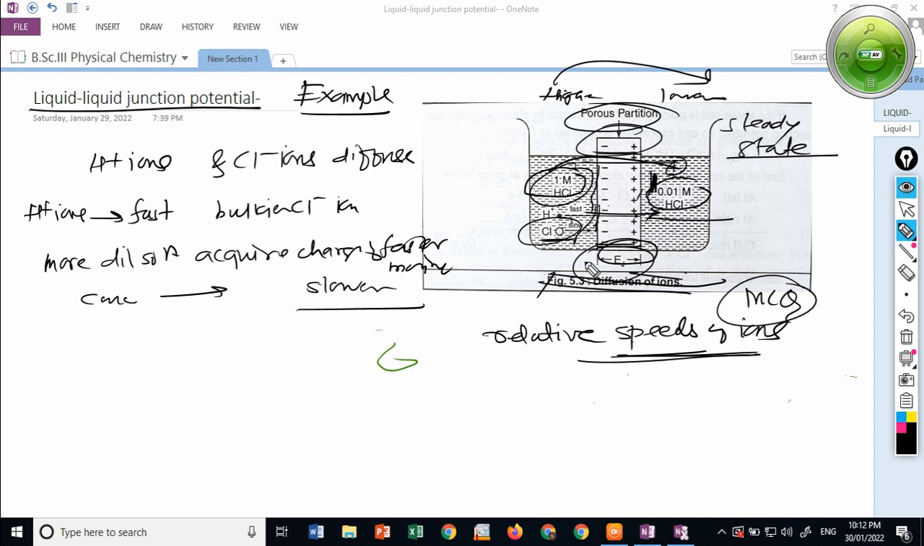Okay, by using this diagram, it is very easy to understand how liquid junction potential arises due to diffusion of ions from the concentrated side to the dilute side. So I hope all of you have understood this concept. It's very easy. Now let me clear this.